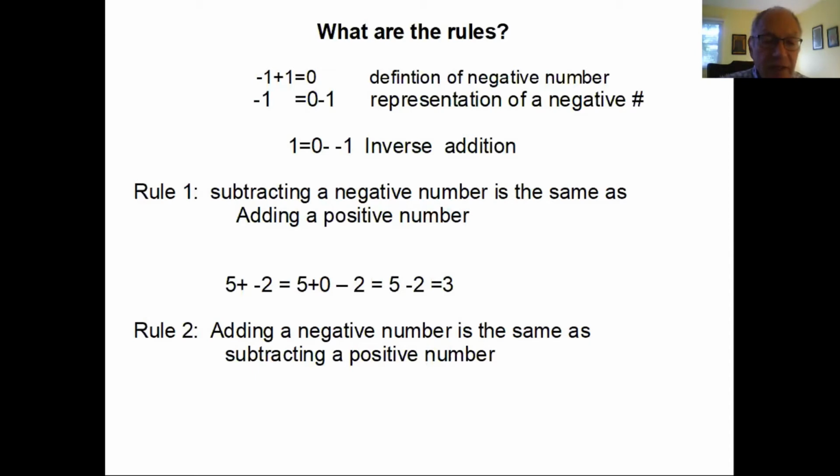Let's take another example. 5 plus -2 is equal to 5 plus 0 minus 2, because that's what -2 is equal to. And 5 plus 0 is 5, and 5 minus 2 is 3. So adding a negative number is the same as subtracting a positive number.